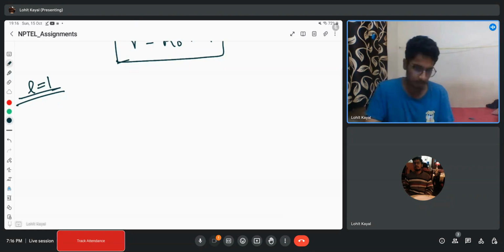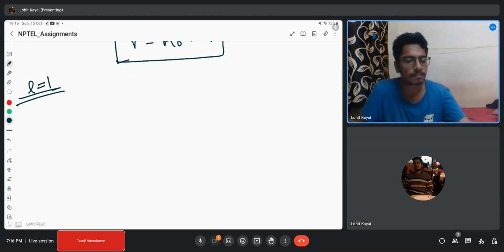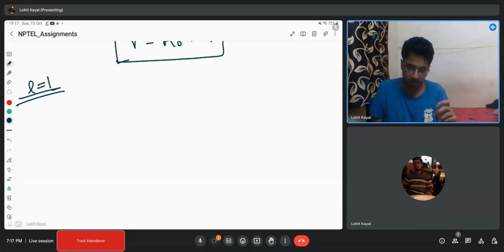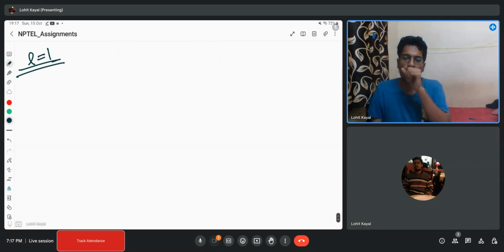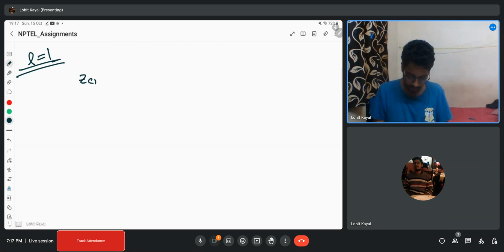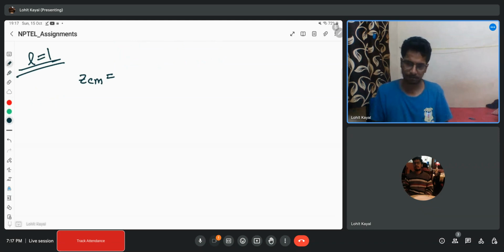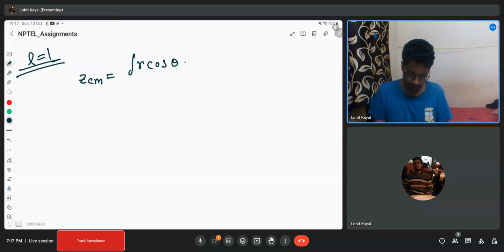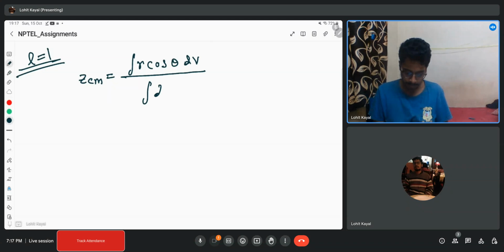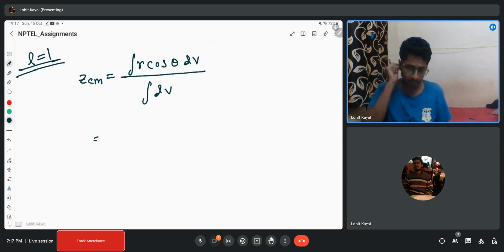So if we want to track the center of mass for the sphere, let us calculate the formula for Z cm. Z cm is the center of mass, the vertical position, that is integration of r cos theta dv divided by integration of dv. So for a sphere, what will we get?